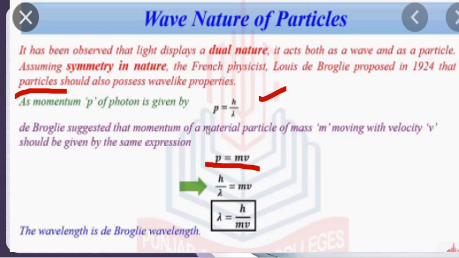Relate both of these, since both are momentum, so h over lambda is equal to mv, and if you take out lambda from it, it comes out as lambda is equal to h upon mv. This is the relationship between the wavelength and the momentum. This is called de Broglie's wavelength, which shows the dual nature of particles, just like that of the electrons.